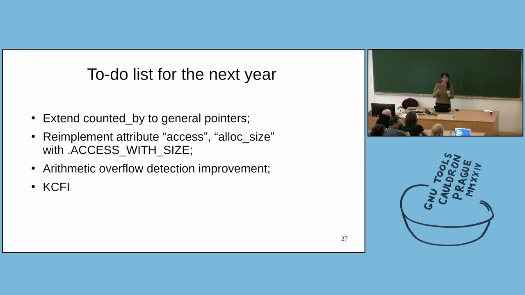The first one is, just to ask whether we will extend counted_by to general pointers. That's the first item. Then we'll try to re-implement the attributes access and alloc_size with the new internal function. That's one of our goals. And also the arithmetic overflow detection improvement. And the last item is the KCFI.